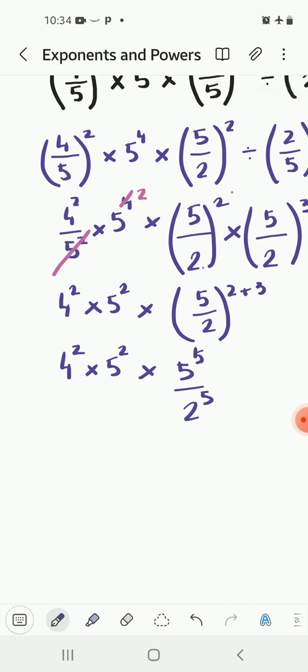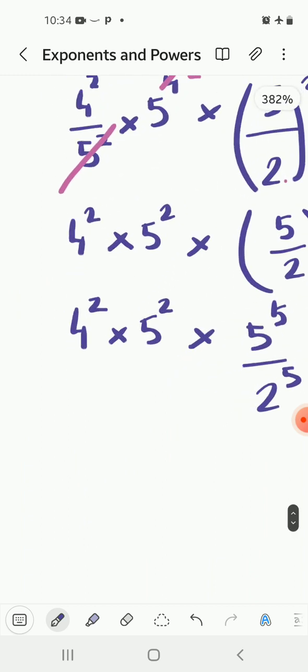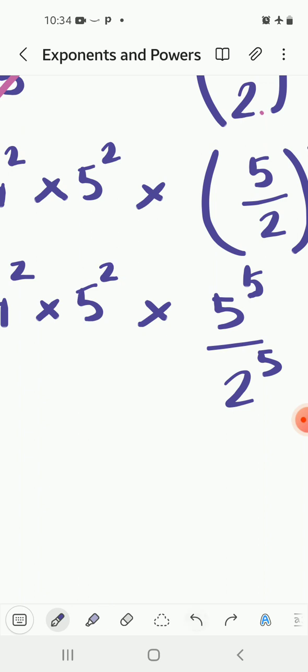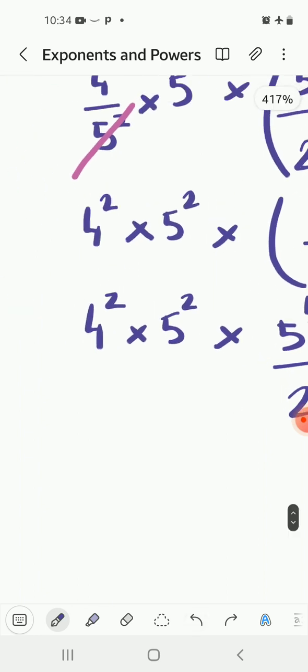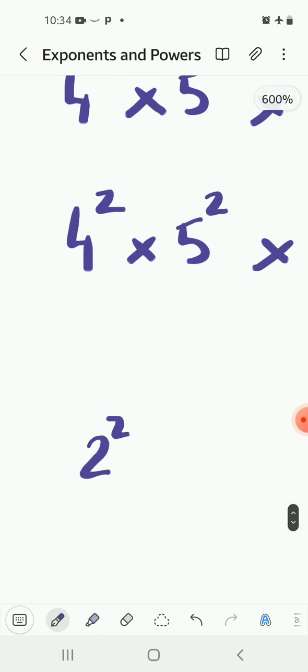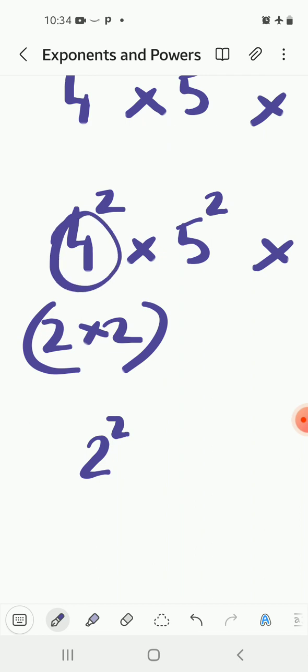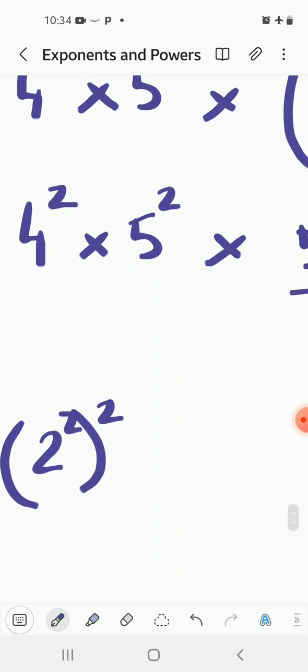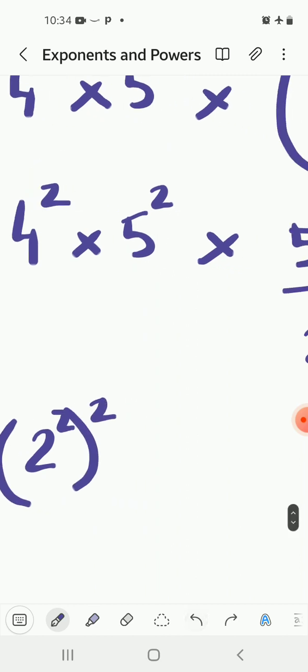Now what we can do is, you can see there are two 5s and there's a multiplication sign. So base is the same, so the powers need to be added. Over here is 4 square. We can write it this way: 2 square, which means 2 into 2 is 4. So we can write this 4 as 2 square. So I've written 2 square and this whole square because here there is a square. Then 5 square.